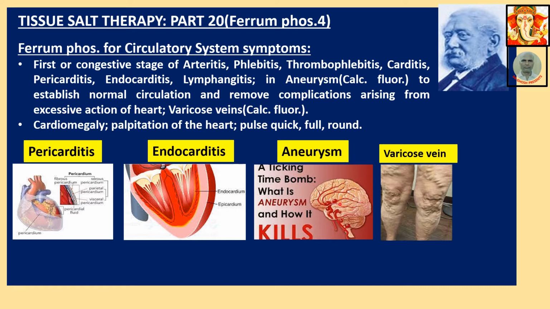Aneurysm. This is an aneurysm in the brain area seen here. The artery forms small balloons here and there. When this balloon bursts, there will be bleeding and the patient will go into stroke, cerebral stroke. This is called a ticking time bomb. Aneurysm is a ticking time bomb. Ticking means it is going on. Nobody knows when it will happen, but it is ticking.